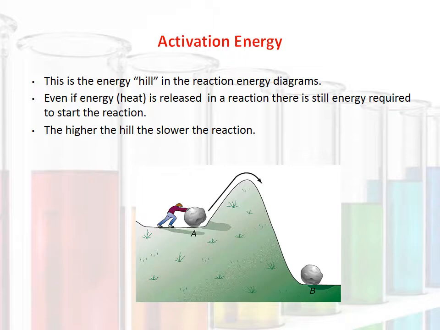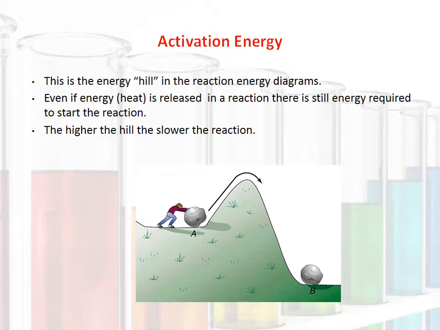So let's look at the activation energy. This is the energy hill in those reaction energy diagrams we just saw. There is an energy hill in all reactions, even those that are exothermic, the ones where heat is released. And this is the energy required to start a reaction. A good analogy is to think of a boulder at the top of a steep slope. Once the boulder is pushed, it will roll all the way down the hill, but it needs that initial push in order to get it going. Likewise, once propane is ignited with a spark, it will burn as long as there's still propane and oxygen available.